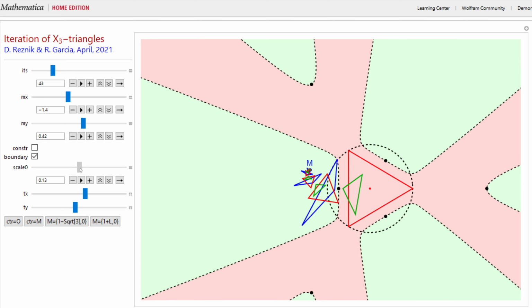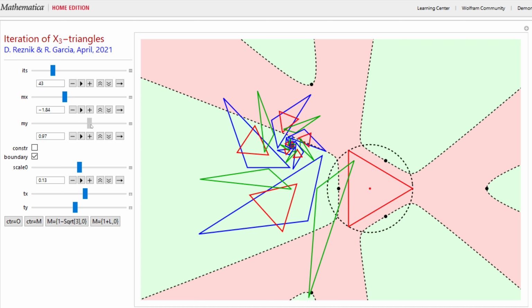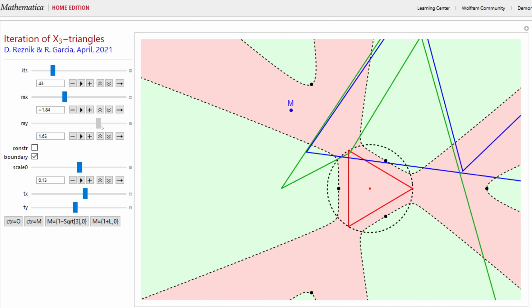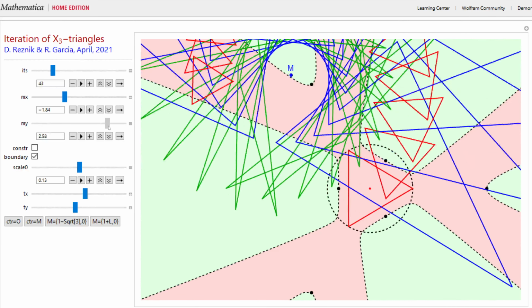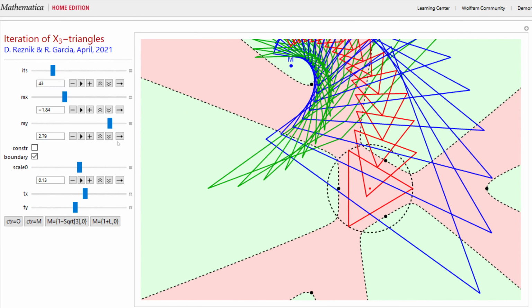If I move M all the way up to that other zone up there, so let's just move M all the way to the left here, and just move M up. I go through this divergence area and then back to my convergence area up there. I'm safe again.